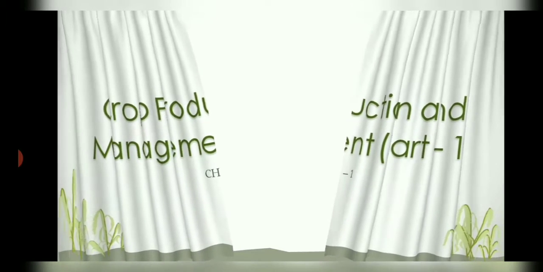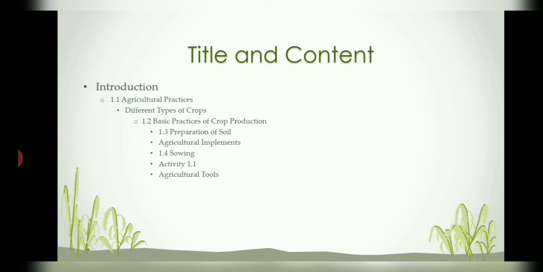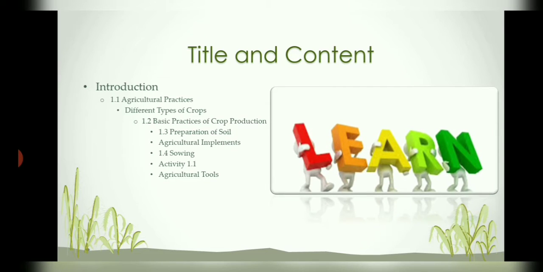So the content of this topic is: first is introduction, then 1.1 agricultural practices, different types of crops, 1.2 basic practices of crop production, 1.3 preparation of soil, agricultural implements, 1.4 sowing, activity 1.1, and at last agricultural tools.